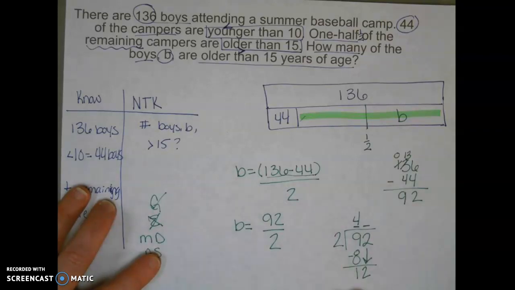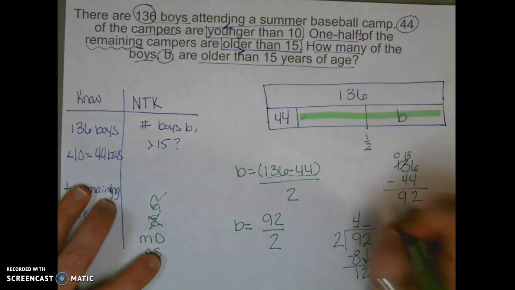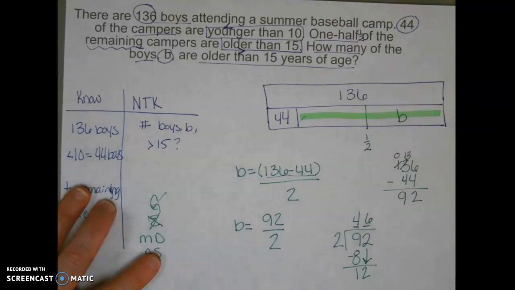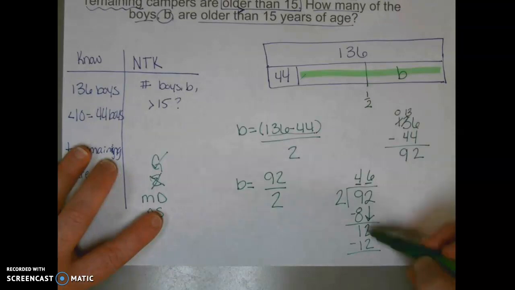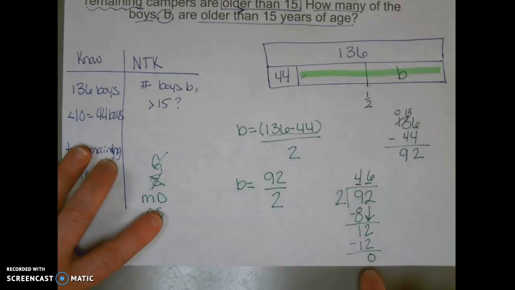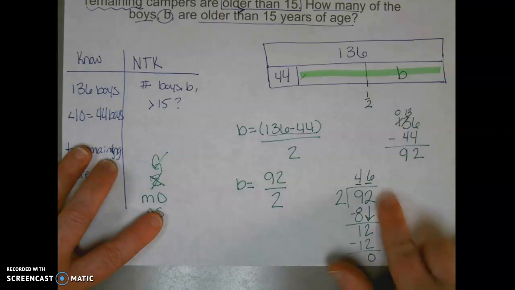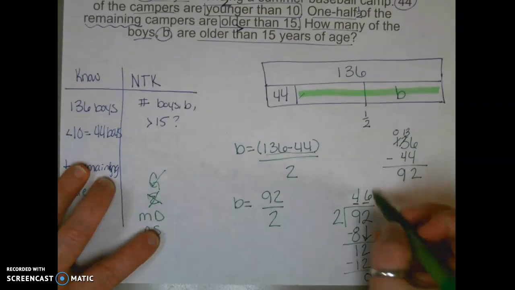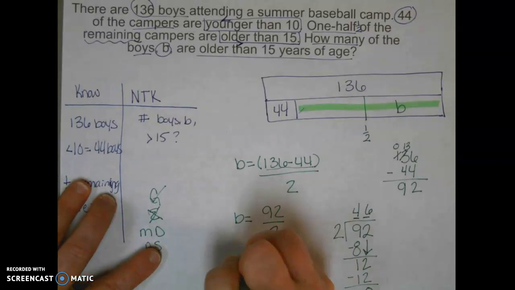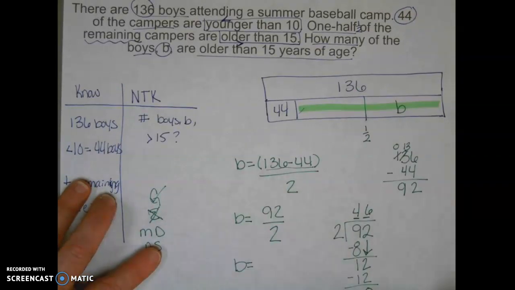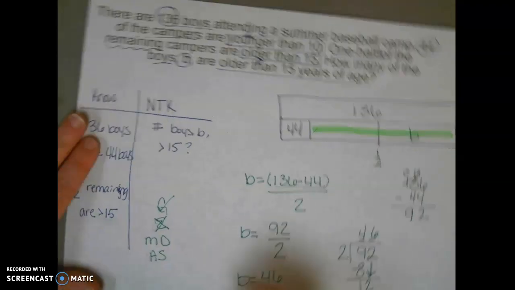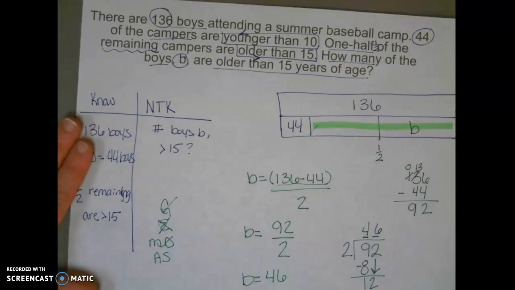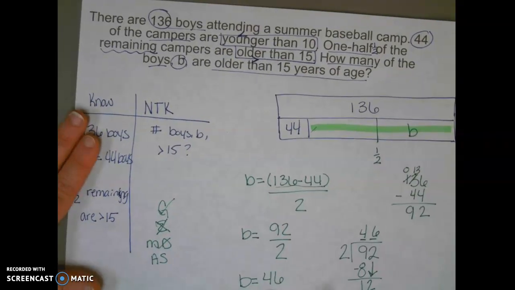Now I ask myself, can 2 go into 12? Yes. How many times without going over? 6 times, and 6 times 2 is 12. I subtract. 12 minus 12 is 0. Less than 2, yes, nothing else to bring down, so I know this is my quotient. I'm going to rewrite my expression and say B equals 46. I have nothing else left to simplify. I have finished my multiplication and division.